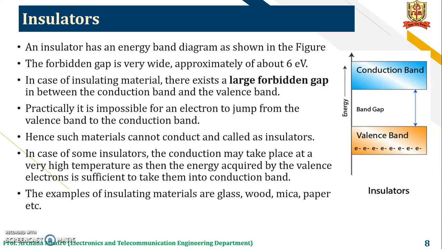In the case of some insulators, conduction may take place at very high temperature, as then the energy acquired by the valence electrons is sufficient to take them into the conduction band. Examples of insulating materials are glass, wood, mica, paper. You all know that through glass, wood, mica, paper, current will not flow.